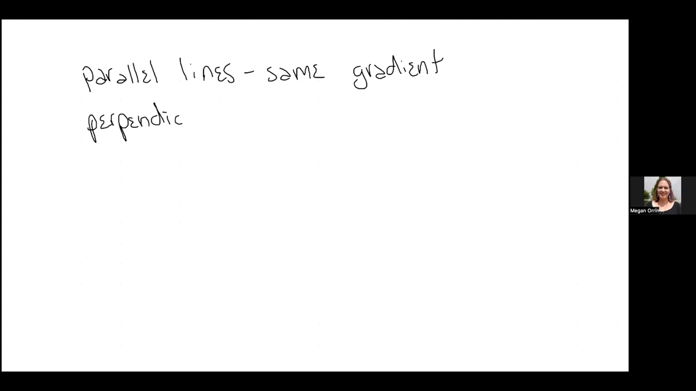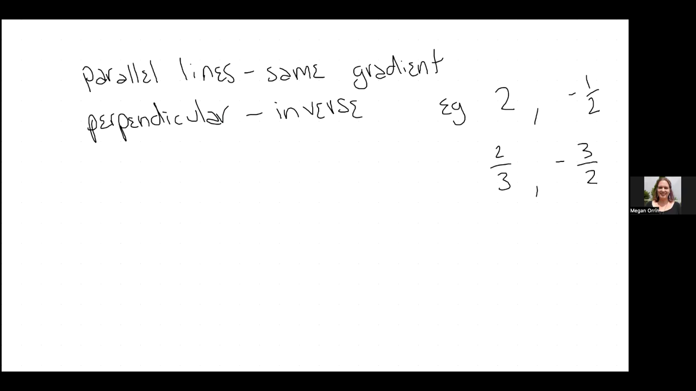Perpendicular lines have inverse gradients. And what does that mean? So for example, if my gradient was 2, what's my inverse? -1/2. What if I had 2/3 as my gradient? -3/2, right? You're just flipping them.